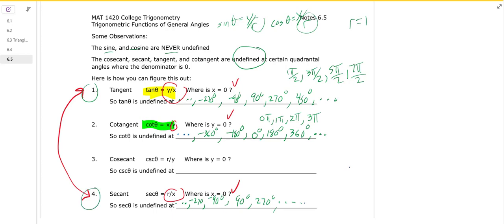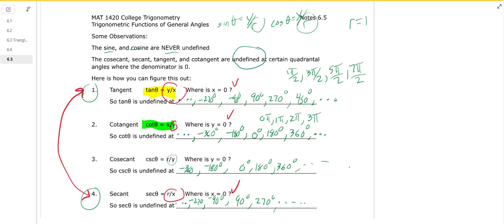Cotangent and cosecant, since they both have a divide by y in the denominator, should have the same answer for where they're undefined. So we can just write down what we got from cotangent, which is 0 degrees, 180 degrees, and so forth. And you can write these things in terms of pi also. You want to know how to do that as well.